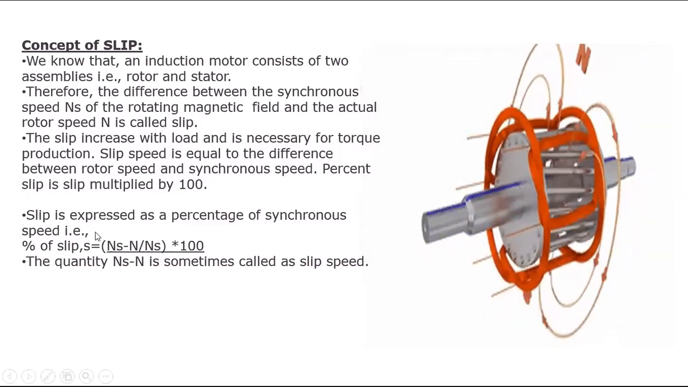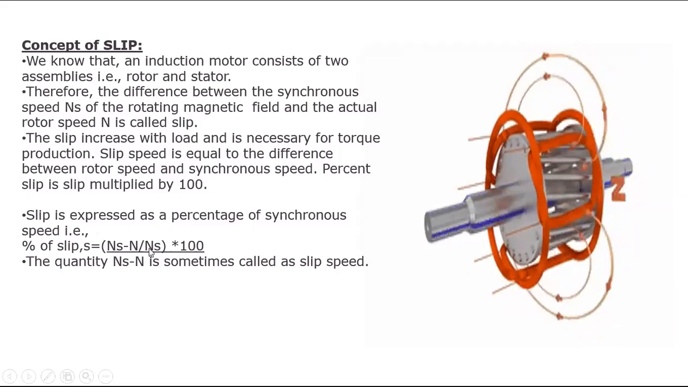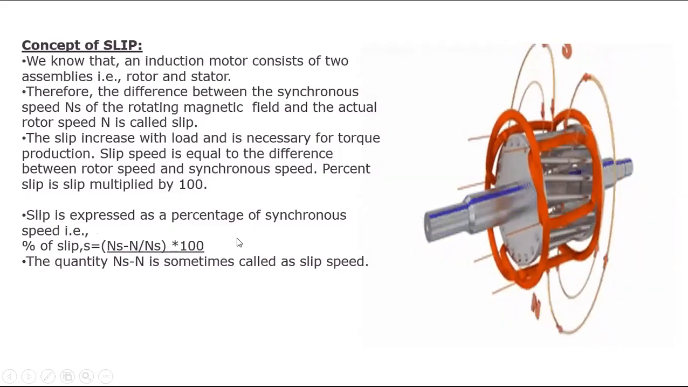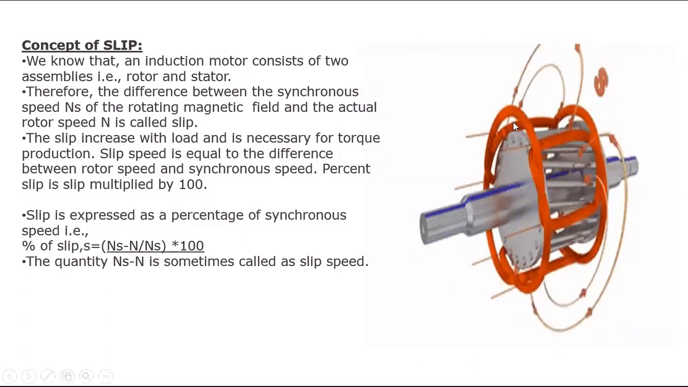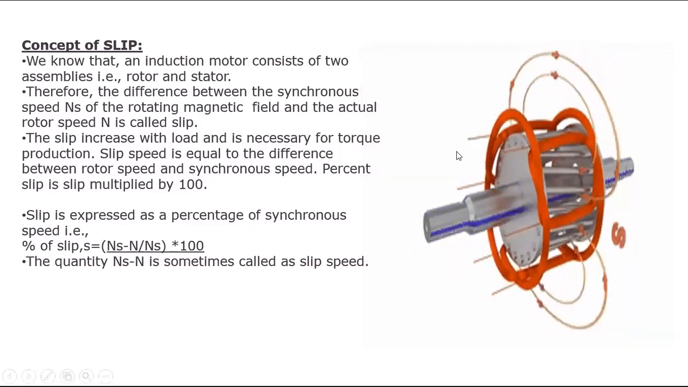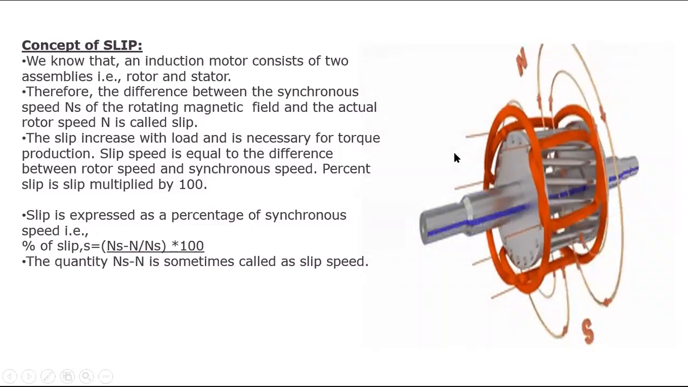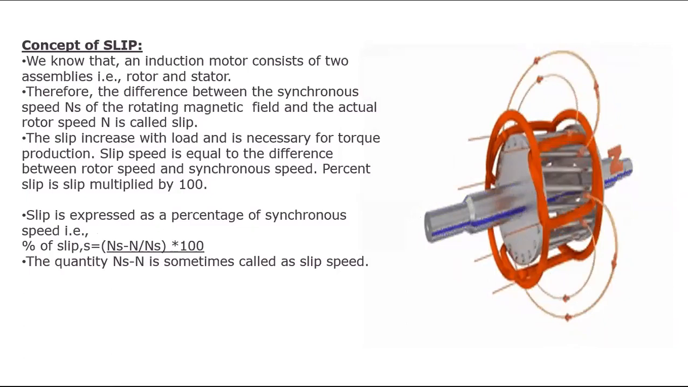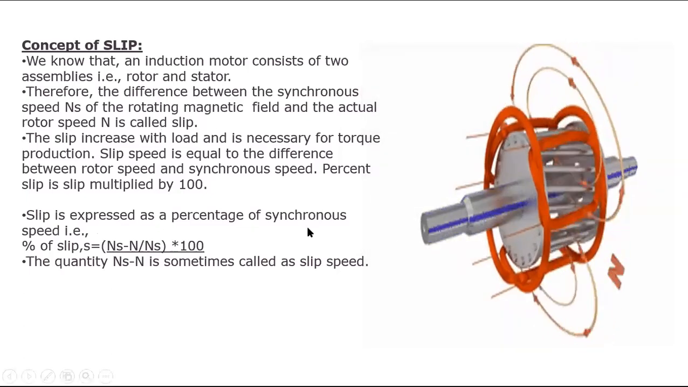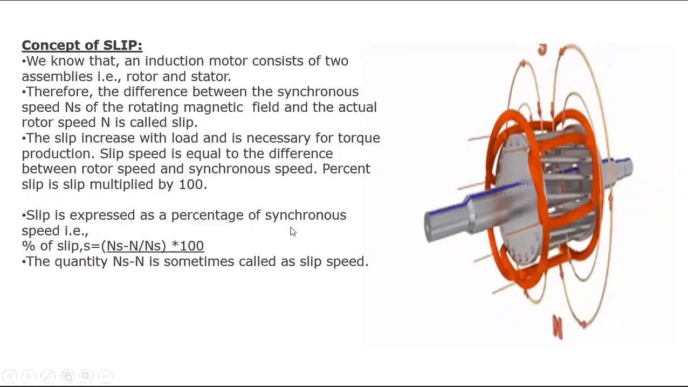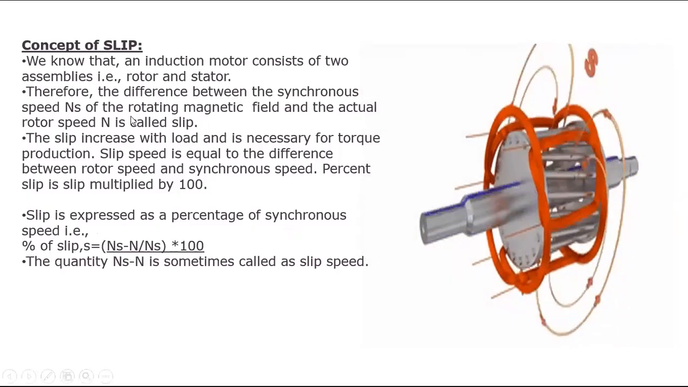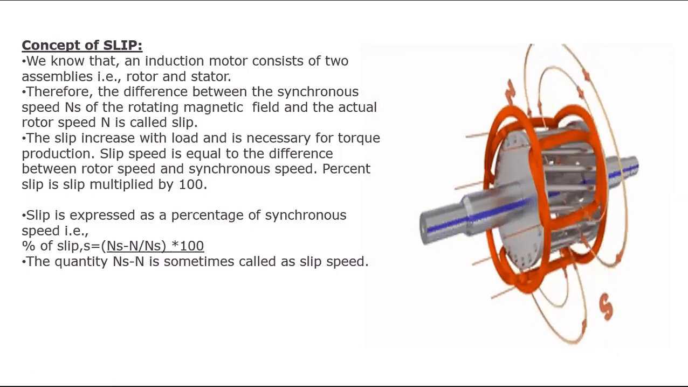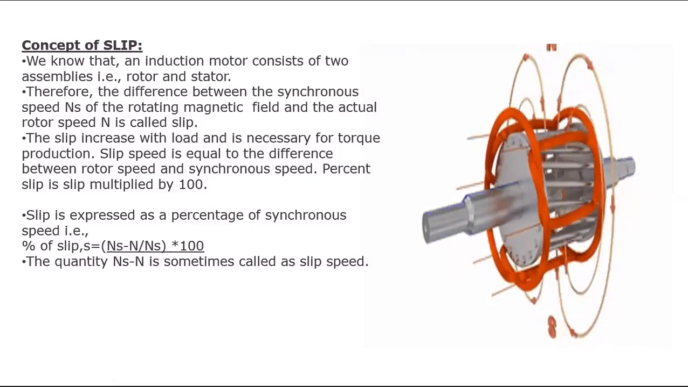The slip formula is (ns minus n) by ns into 100%. In the induction motor, the rotating magnetic field rotates at synchronous speed, ns equal to 120 into f by p. The rotor also rotates, both rotate in the same direction, but the speed of the rotor is less than the speed of the rotating magnetic field, which is called the slip. Now with this concept, we move to the losses in an induction motor.